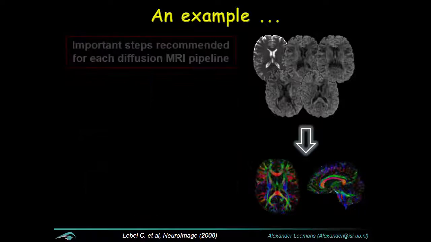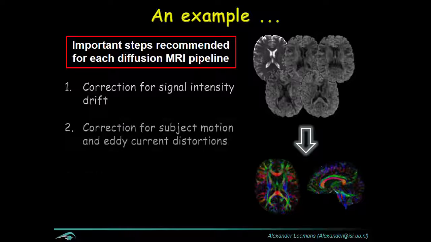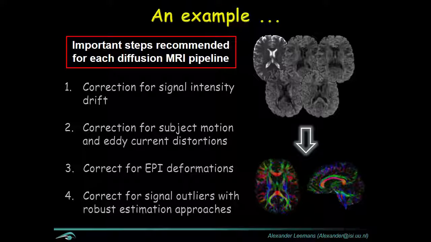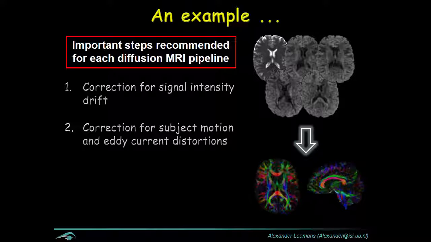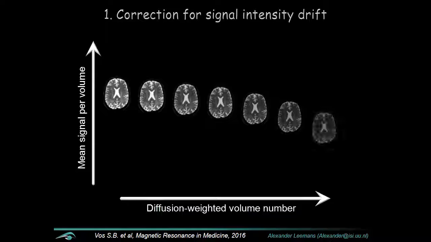I also want to follow up on a few recommended pre-processing steps that are always kind of required. Okay, so it doesn't matter which type of analysis you do, the following ones we typically do, and I'm not going to discuss number 3 and number 4, but I will provide some more details about the first two. Okay, the first one is correction for signal drift.